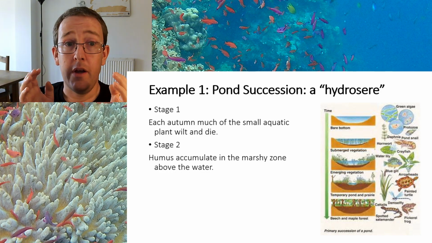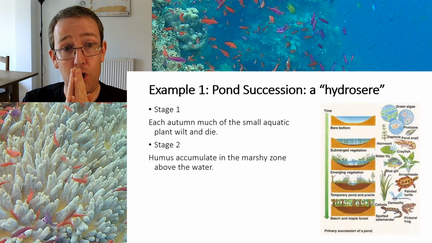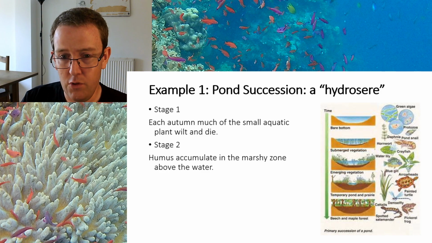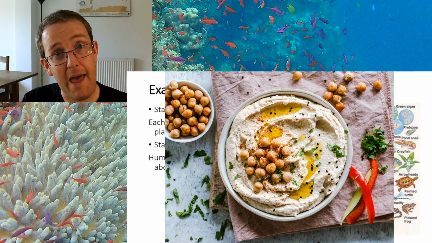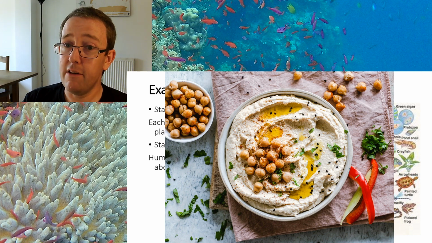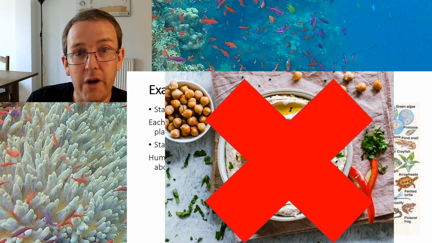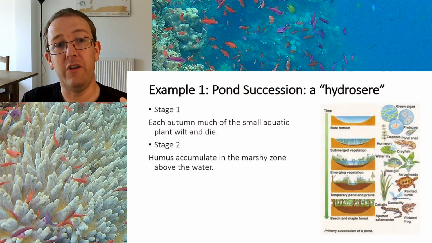Now, here spelling is important. Please don't confuse humus, which is our decomposed plant matter, not very tasty at all, with the delicious chickpea dip, hummus, which has a double M. That is a different thing. We're not talking about hummus, we're talking about humus, the organic matter that falls in the water.